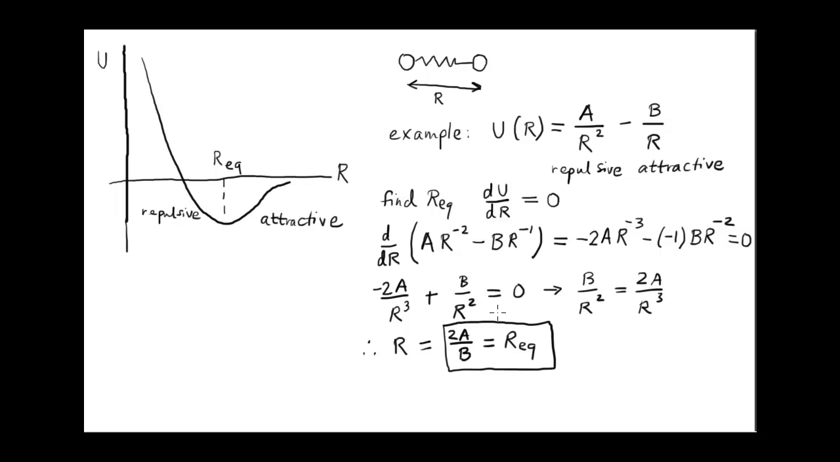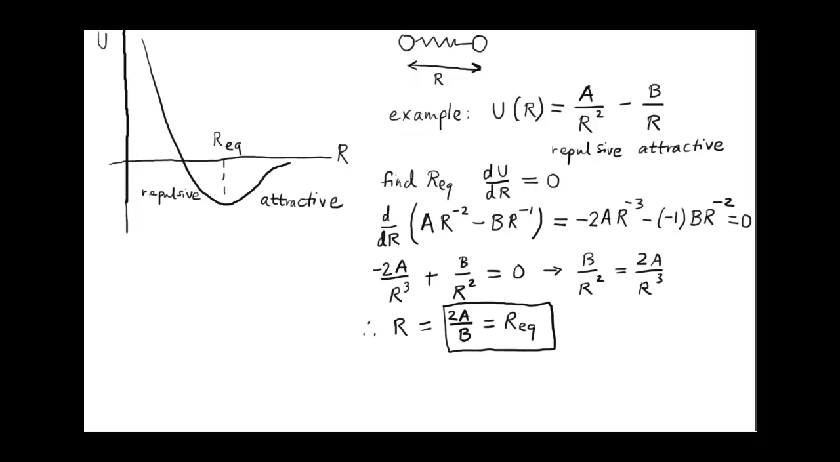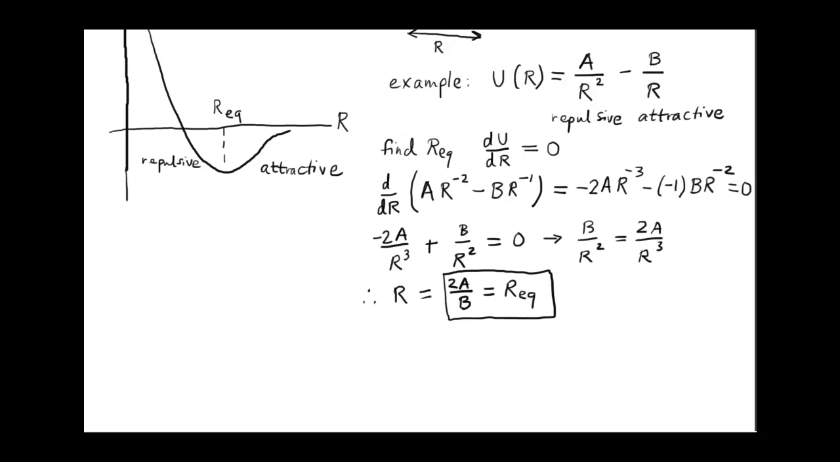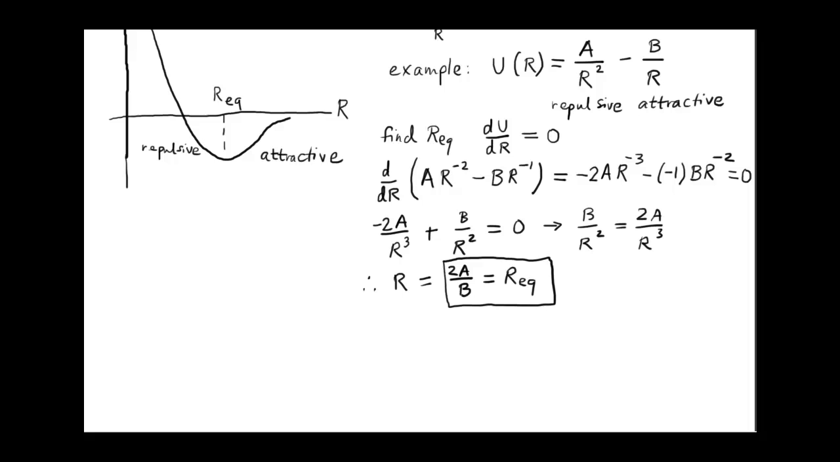But that's not all. That's not the only thing I might want to do. What if I want to find the force constant? And you'll see in the reading that the force constant, when you have a potential energy function like this, is the second derivative of the potential energy function evaluated at the equilibrium distance. So what about what our book calls K sub s?